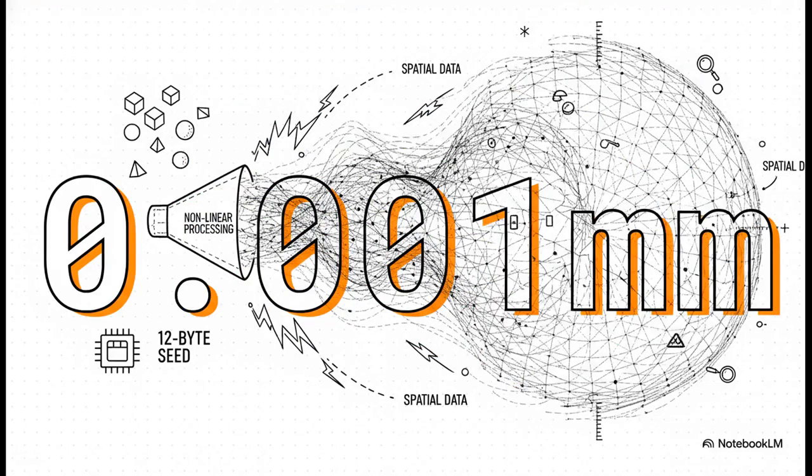And despite that extreme level of compression, when it reconstructs the spatial data from that 12-byte seed, it does so with a staggering precision of 0.001 millimeters. The accuracy is just phenomenal.